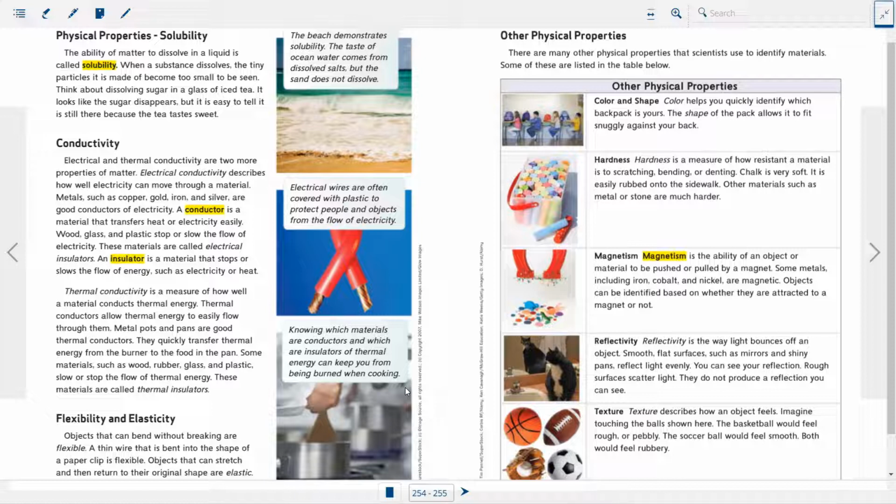And texture. Texture describes how an object feels. Imagine touching the balls shown here. The basketball would feel rough or pebbly. The soccer ball would feel smooth. Both would feel kind of rubbery.